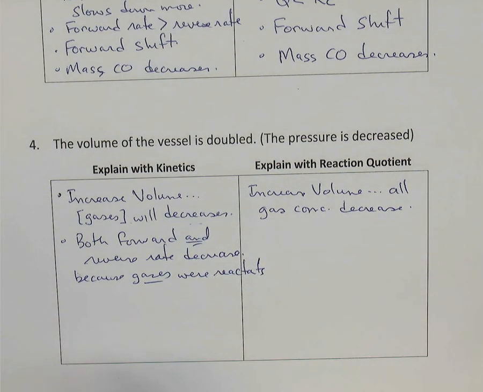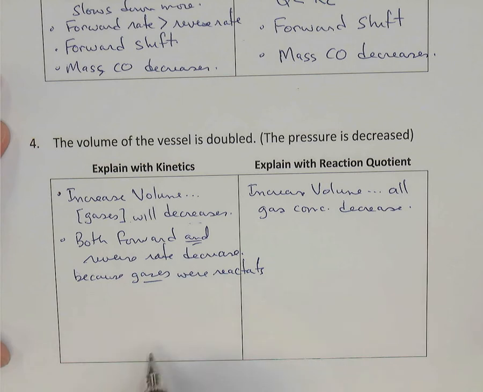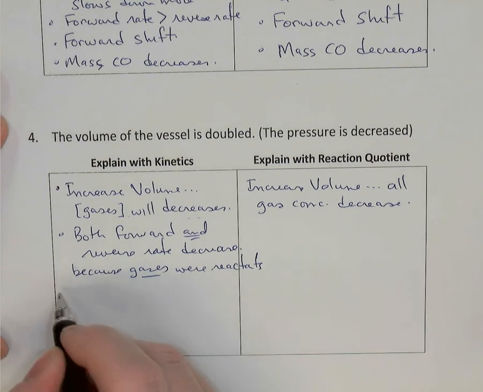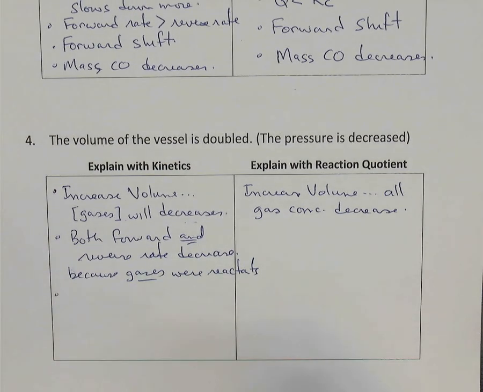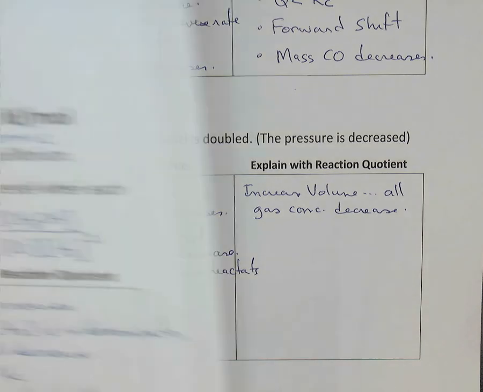If the forward rate did not have a gas reactant, maybe everything there was solid as a reactant, then the forward rate would have been unaffected. But here, both forward and reverse reactions had gas reactants, so therefore both of them will decrease in their rates. Now, both are decreasing, but do they decrease equally?